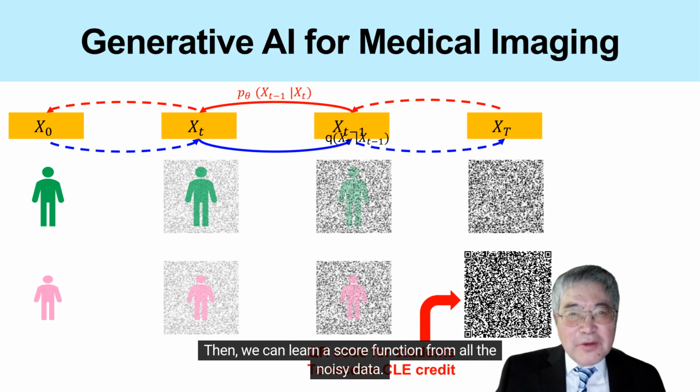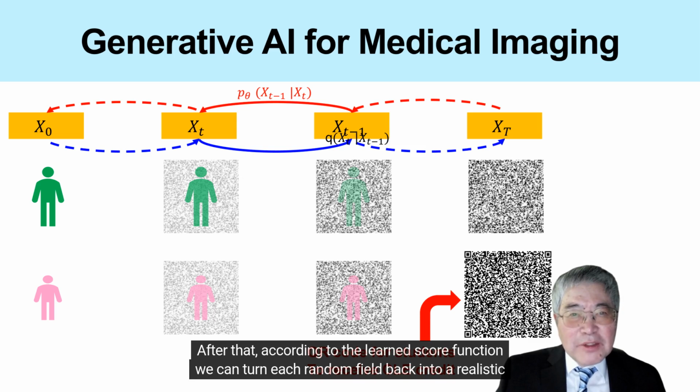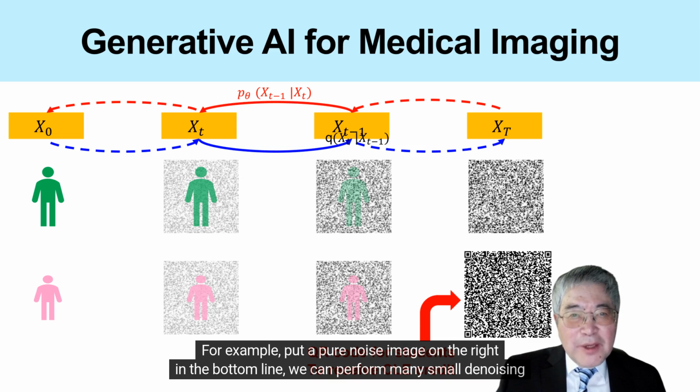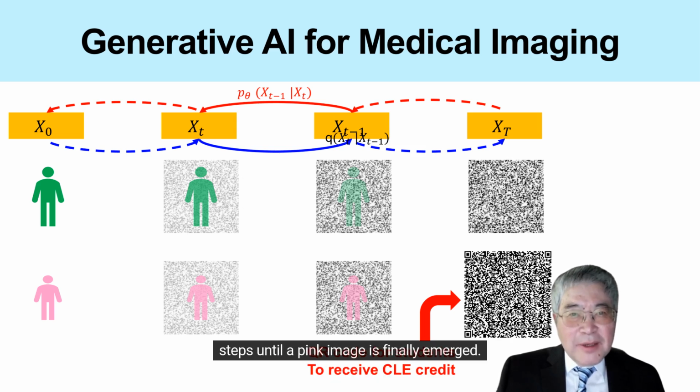Then we can learn a score function from all the noisy data. After that, according to the learned score function, we can turn each random field back into a realistic image under the original data distribution. For example, put a pure noise image on the right in the bottom line, we can perform many small denoising steps until a pink image finally emerges.